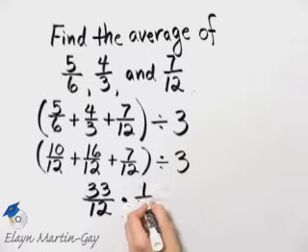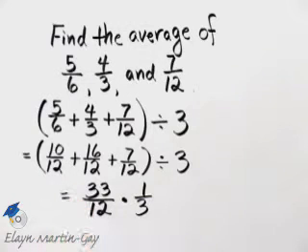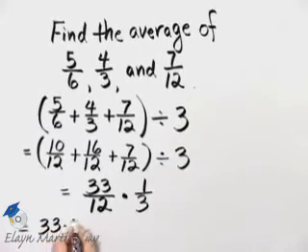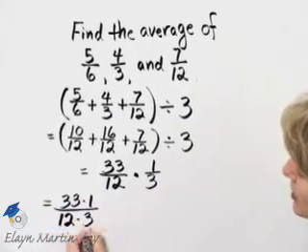By 1/3. Now, how do we multiply fractions? Well, it's just numerator times numerator over denominator times denominator. So numerator times numerator over denominator times denominator.